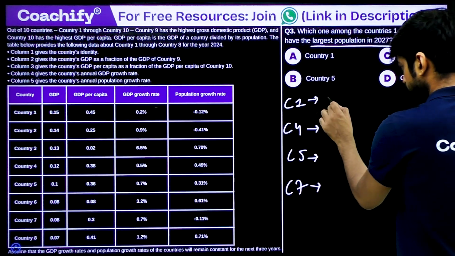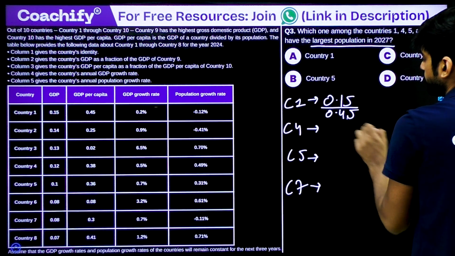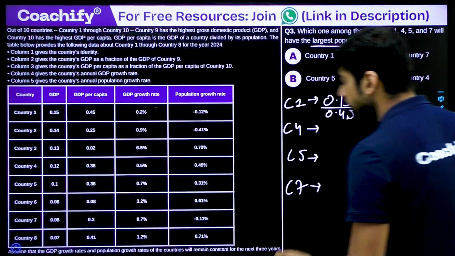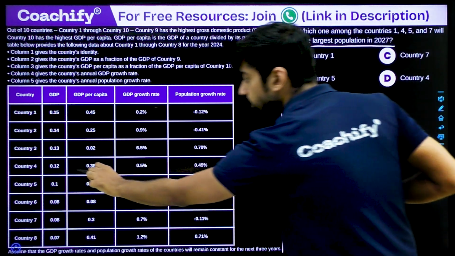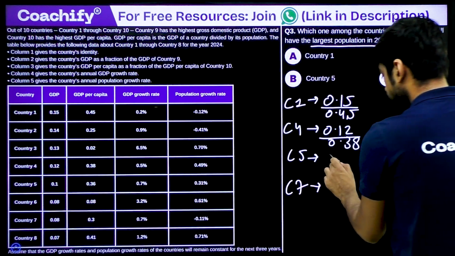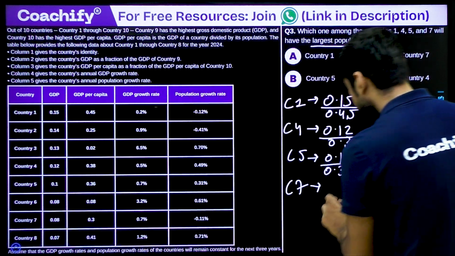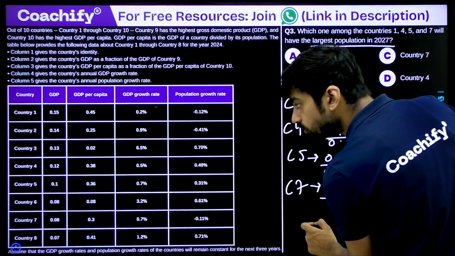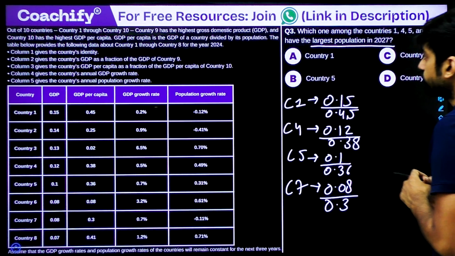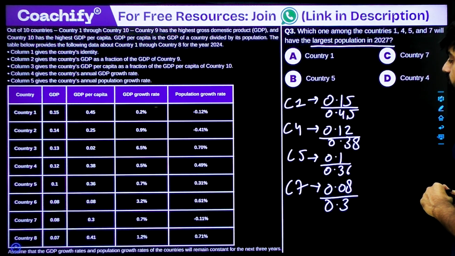So for this one, 0.15 divided by 0.45. Now for C4, 0.12 divided by 0.38. For C5, 0.1 upon 0.36. And for C7, 0.08 upon 0.3. So these are the values that we are getting for 2024. Population figures are there, right? Now we need to find out the values for 2027.